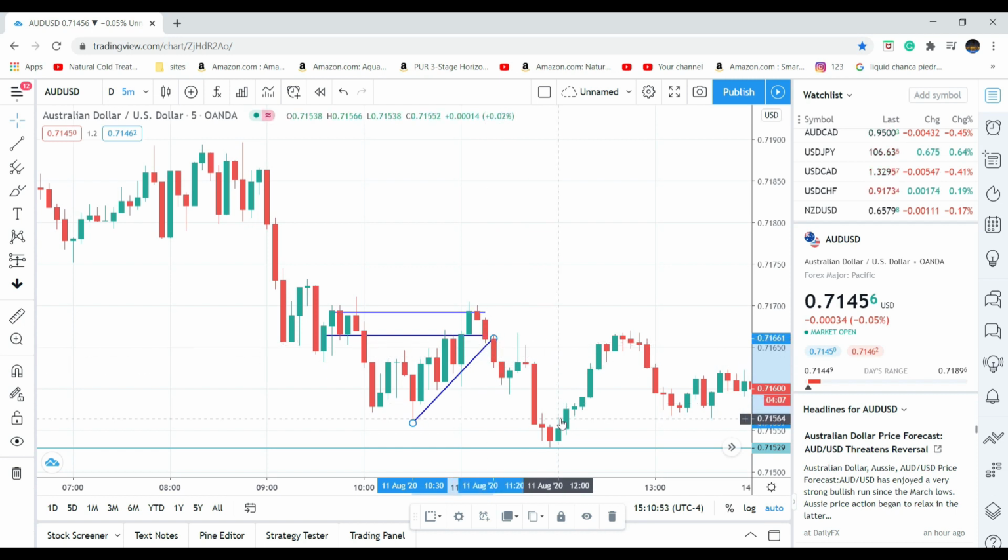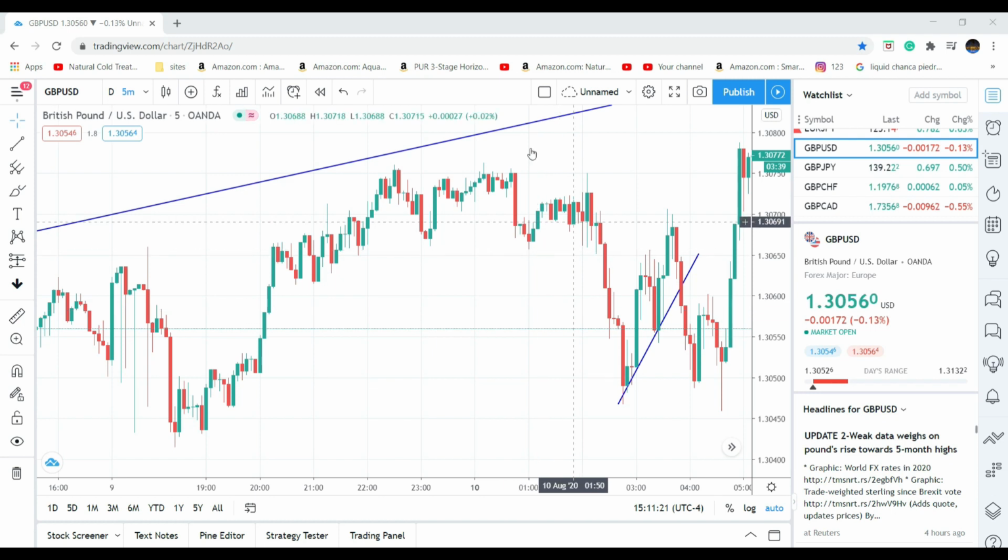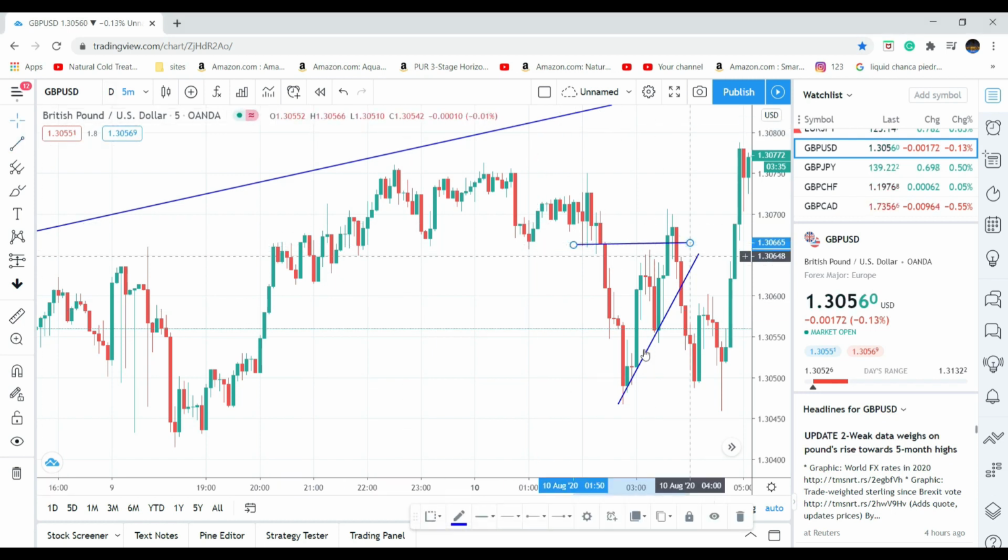Let me show you guys another example. Right here, we have the British pound. We have supply right here, guys. It came back to it. We have a nice trend line break. Now, this is a 2 connection trend line right here. You have 1, 2, and it just broke this trend line right here.